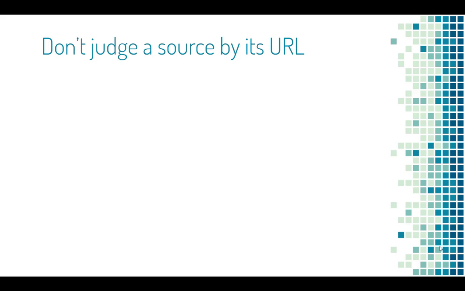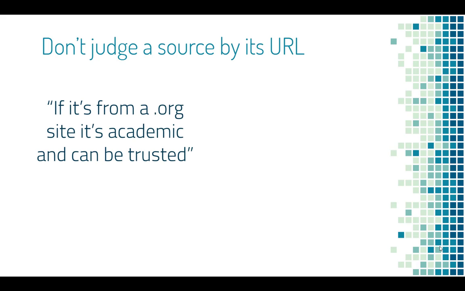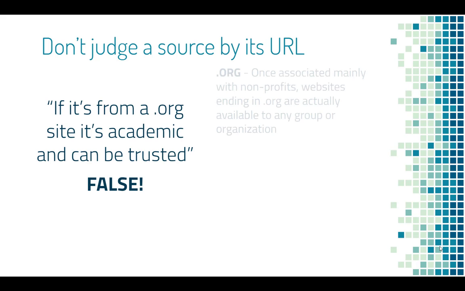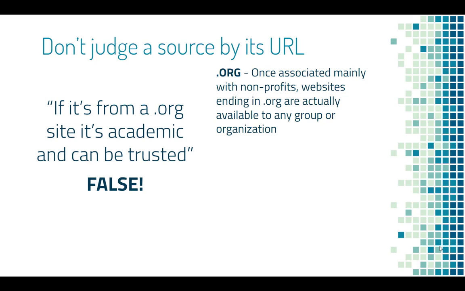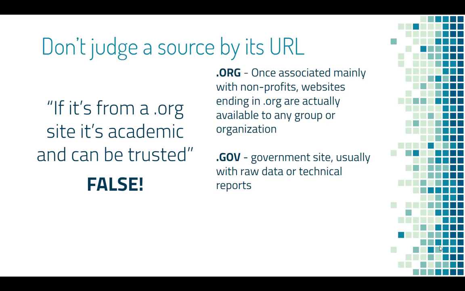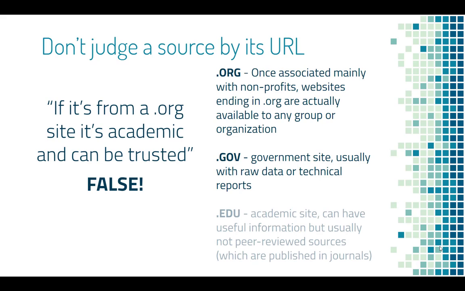Now remember, don't judge a source by its URL. There's a common misconception that if it's from a .org site, it's academic and therefore can be trusted. This is false. It is a false assumption because the .org ending of a website was once associated mainly with nonprofits, and nowadays websites ending in .org are actually available to any group or organization who buys them. .gov is for a government site, usually with raw data or technical reports.